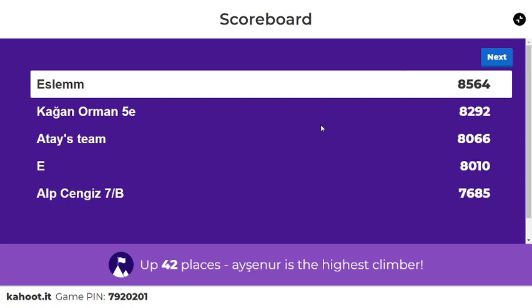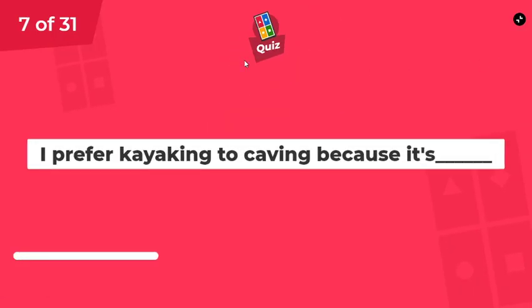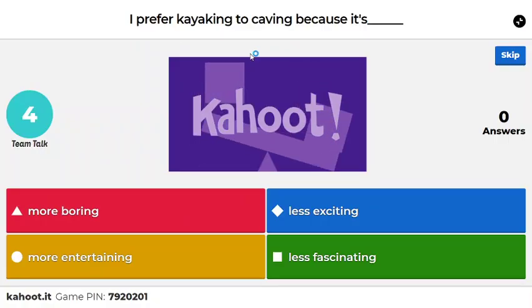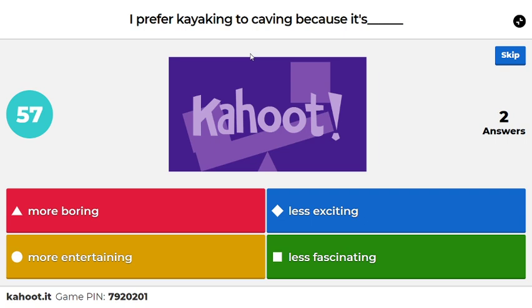Eslem is still number one. Kaan is still number two. Ate is still number three. E is still number four. And Alpcheng is still number five. By the way, Ayşenur is the highest climber. She climbed up 42 places. Congratulations, Ayşenur. Here we go with the seventh question. I prefer kayaking to caving because it's what? More boring, less exciting, more entertaining, or less fascinating?